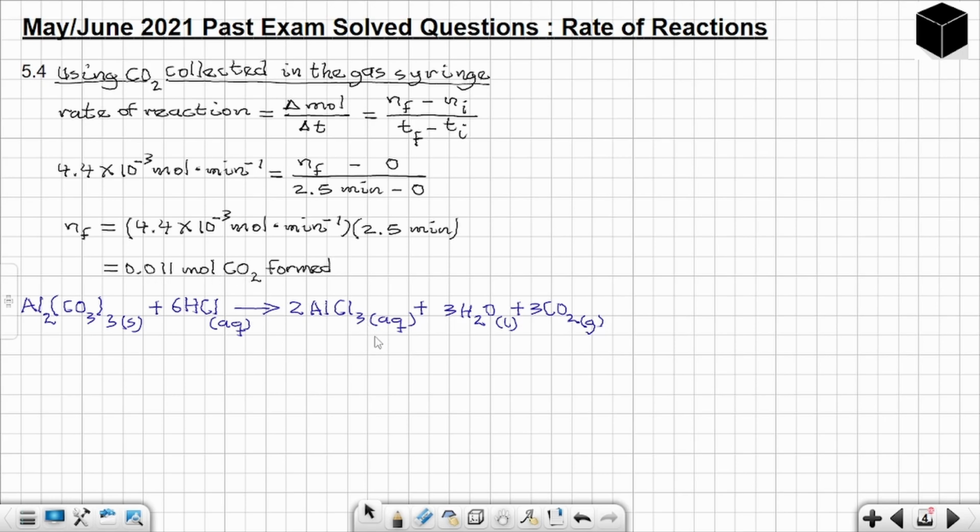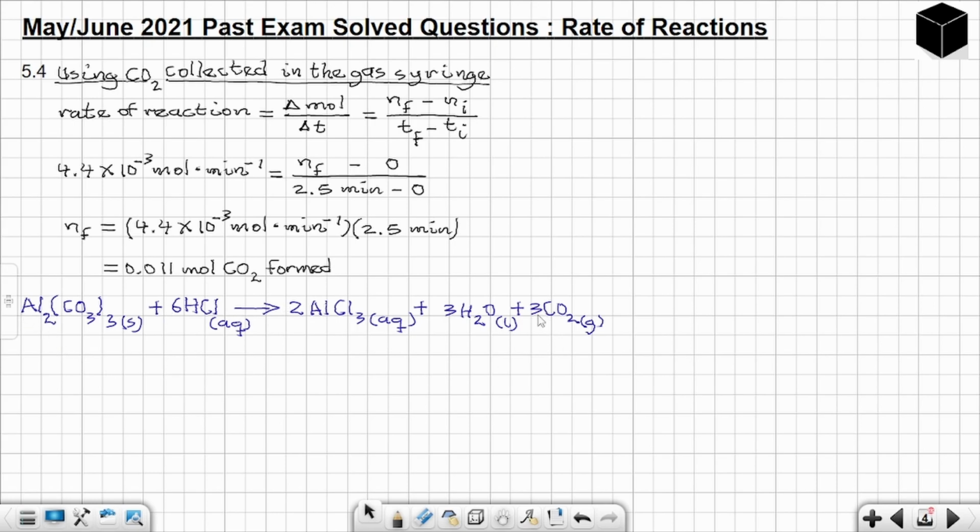Let me say that again. From this balanced equation, you are going to use the coefficient there, using your stoichiometry knowledge, in order to find the number of aluminum carbonate used up for this number of moles of carbon dioxide to be formed. So this is your carbon dioxide on the right side as the product, and this is your aluminum carbonate on the left side, and this is the reactant. Okay, let's use the stoichiometry and the coefficient.